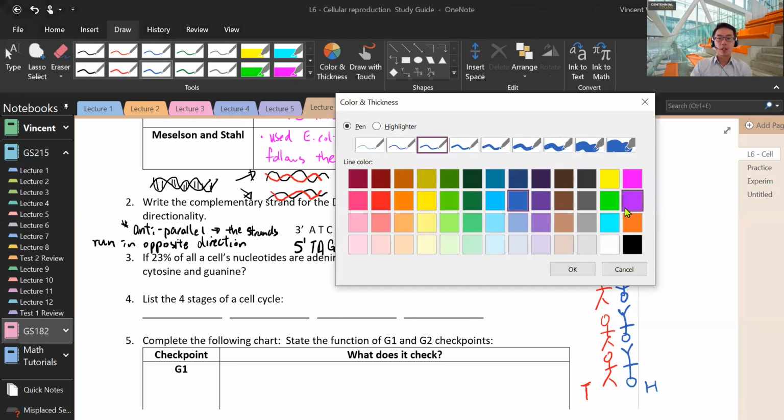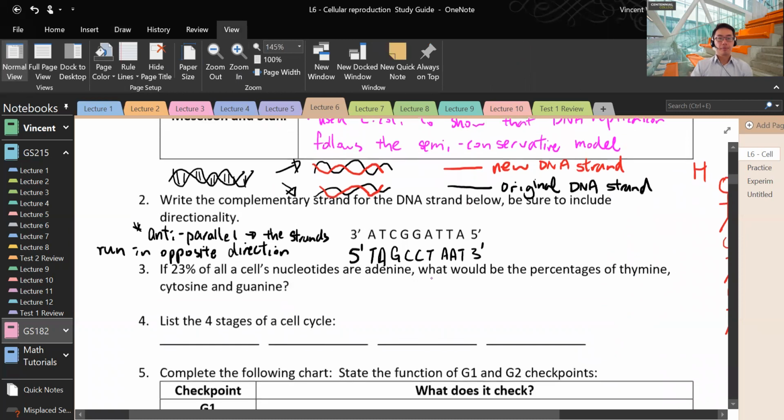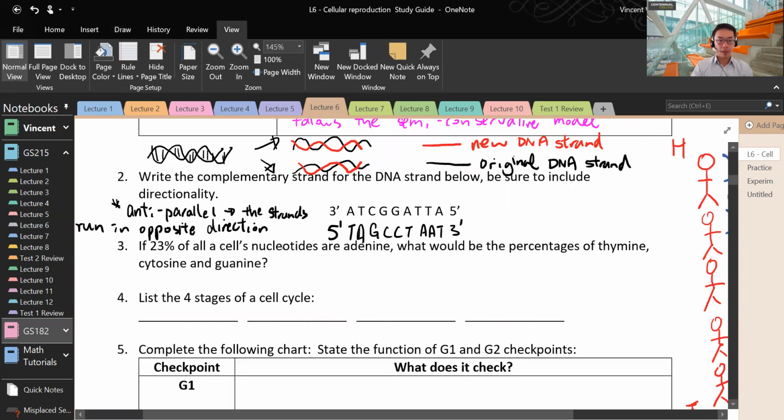All right, let's take a look at the next question. If 23% of all a cell's nucleotides are adenine, what would be the percentage of the rest of the nucleotides? Well, we did something similar before, but let's just go through it again. If you have 23% adenine, that means you're going to have 23% thymine, because Chargaff's rule says the number of A's equals the number of T's. If you add these two together, you're going to get 46% A's and T's.